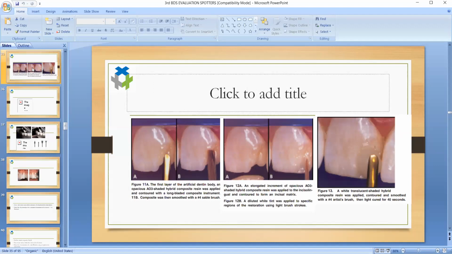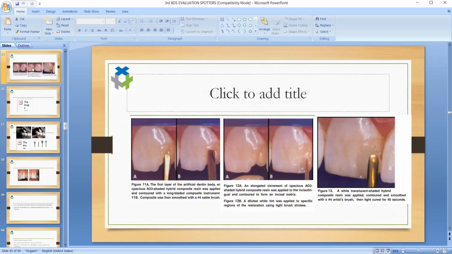Okay. So what are the steps in making a class 4? Any idea you have? Steps in making class 4. It involves the incisal edge, sir. And what type of composite resin can be used? We can use acid etching first. Now, what type of composite can be used for class 4?